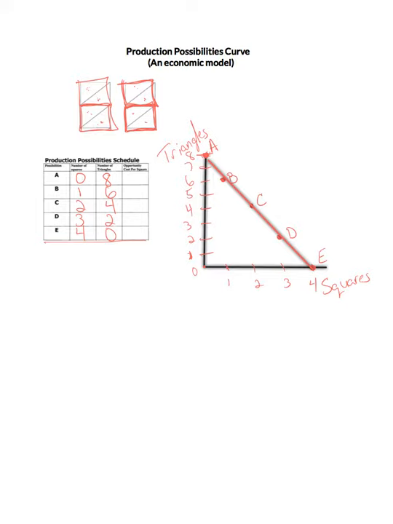Now, you can tell a lot using a production possibilities curve. This was also what I had everybody add to their notebook. The first thing that you can tell is, number 1, where you are most efficient, or at your fullest potential.